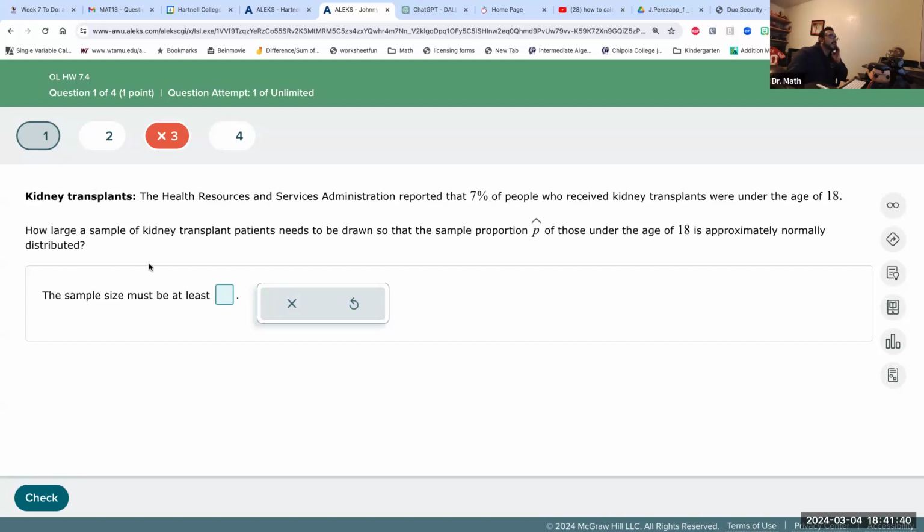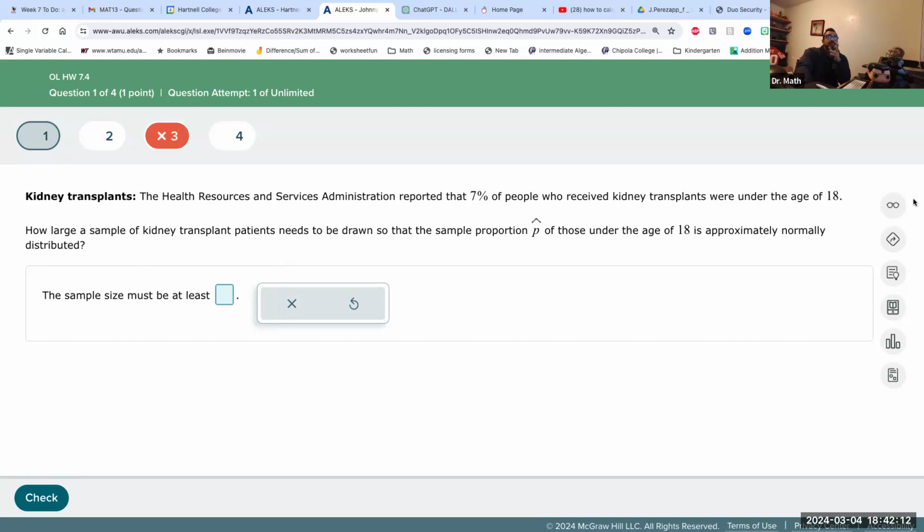So you've got the Health Resources and Services Administration. They reported about 7% of people who have received kidney transplants were under the age of 18. So how large a sample of kidney transplant patients needs to be drawn so that the sample proportion p hat of those under the age of 18 is approximately normally distributed? So how many patients do we need in a sample here?